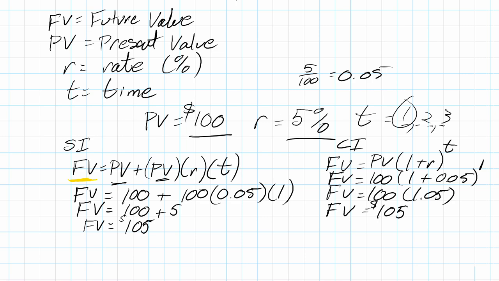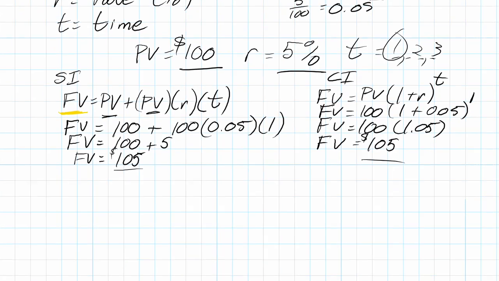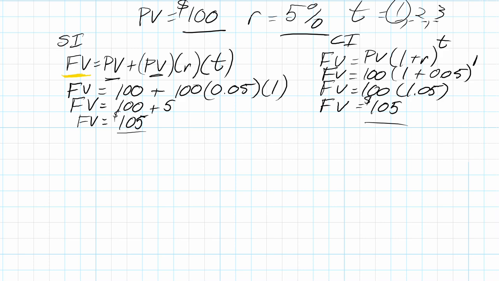So after 1 year, or after one compounding period, it's a better way to describe it, we end up with the same amount. No real difference in one compounding period. It's when we get to 2 and 3 and 4 that things start to change.